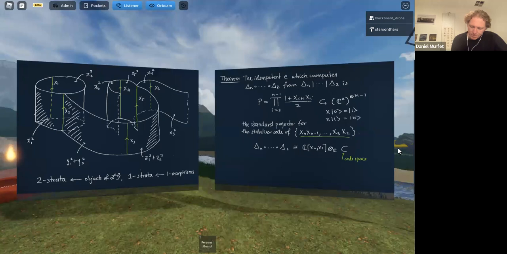So this code is well known. It's sometimes called a quantum wire or a Majorana chain. It's very closely related to the Ising model. So it's a very standard example of a quantum error correcting code.